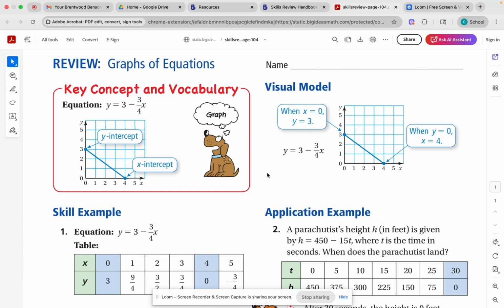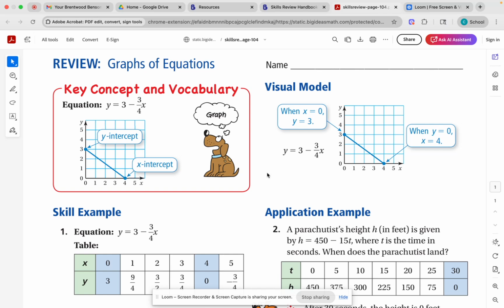Is this a positive or negative slope? Negative, because from left to right, it's going down. What's my y-intercept? 3. What's my slope? Negative 3 over 4. So starting at my y-intercept, I go up or down? Down. How many? 3. So 1, 2, 3, and over 4.